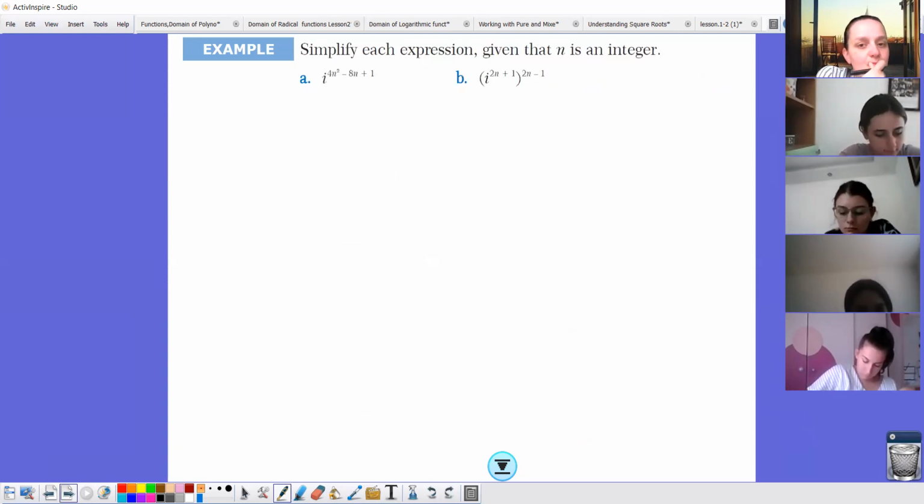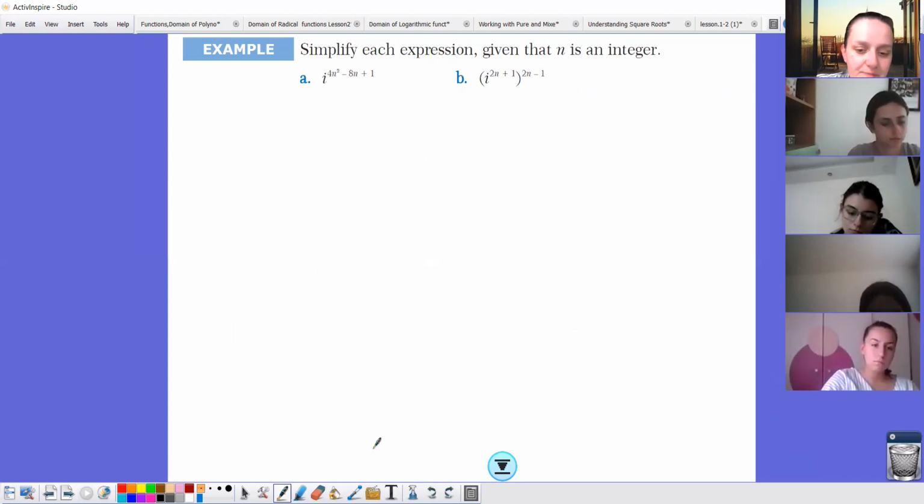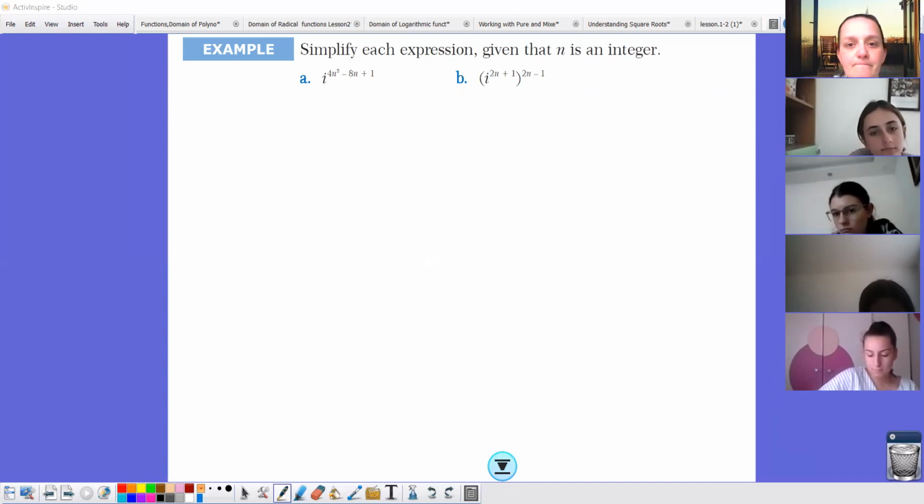Now here we have another type of question: I to the power of 4n squared minus 8n plus 1. What do you think we'll do here? Do you have any opinion about the question?